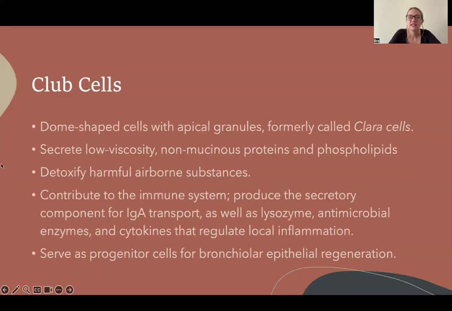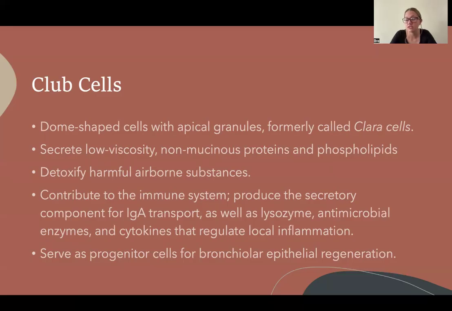Club cells. These were formerly called Clara cells, but they're dome-shaped cells with apical granules. So again, notice that granules, that's always big on imaging. These secrete lower viscosity, non-mucinous proteins and phospholipids, right? So this isn't like goblet cells. They're not secreting the honey-like fluid. They are more responsible for detoxifying harmful airborne substances.